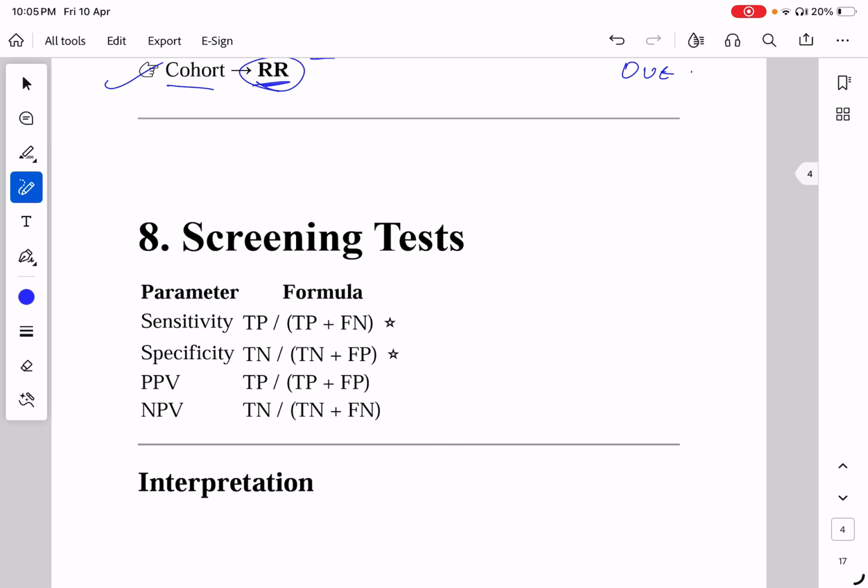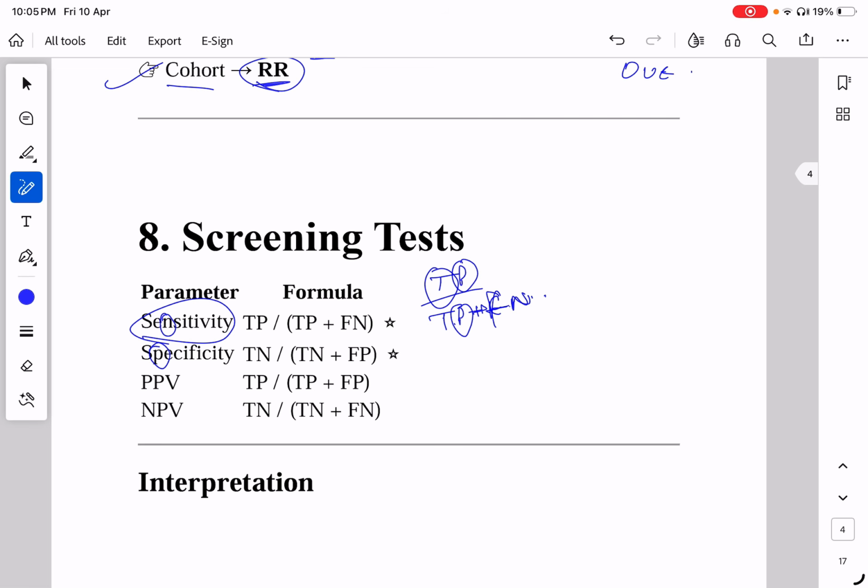Now screening test, some formulas for sensitivity, very important. True positive upon true positive plus false negative. Just a trick to remember: in sensitivity, initially N is coming, so you have to do the opposite of N. N stands for negative, the opposite of N is positive. So more positives should come in this formula. In the numerator also P, in the denominator also P. Truth is always first, so true positive upon true positive plus, just the opposite of that, the opposite of true is false and the opposite of positive is negative. This is the way to remember.